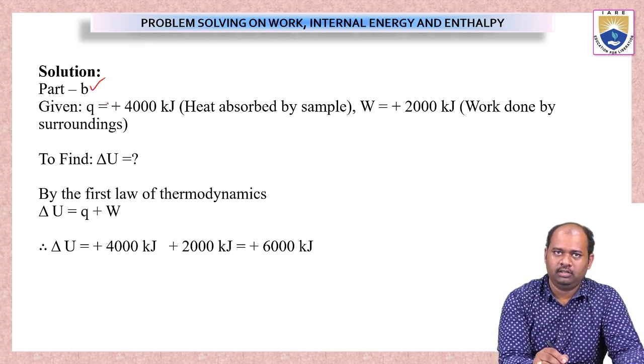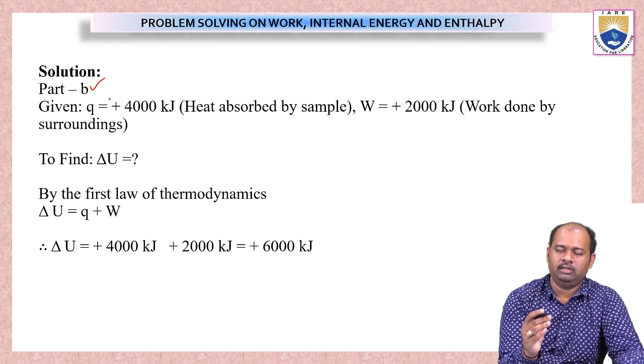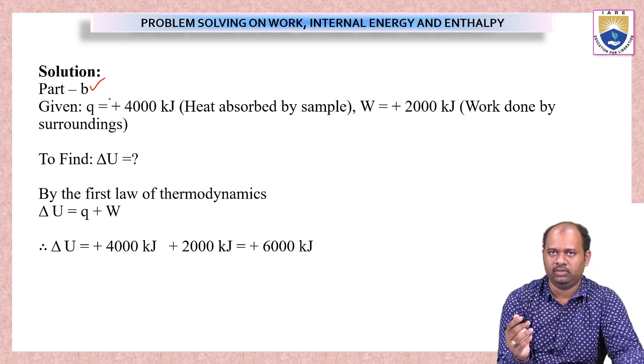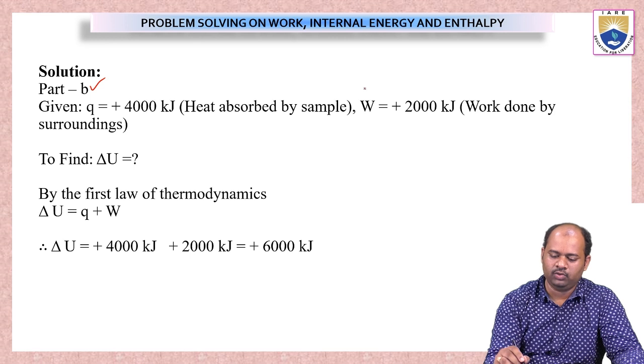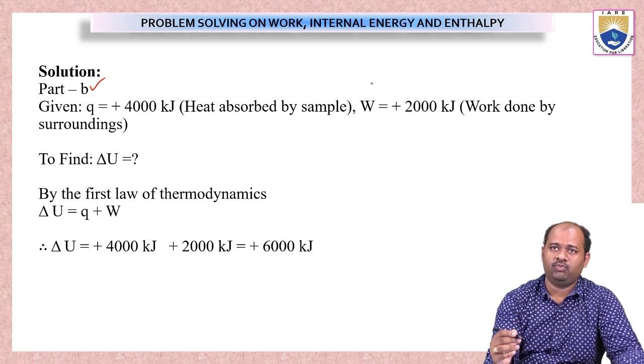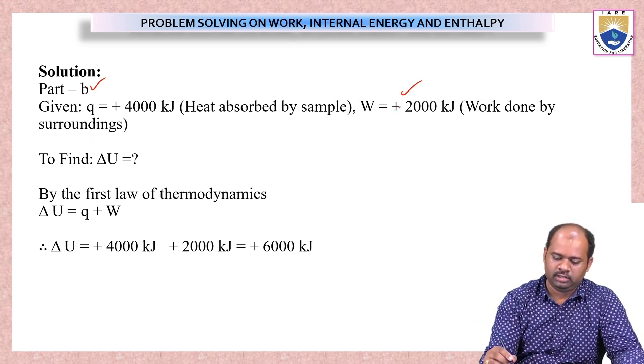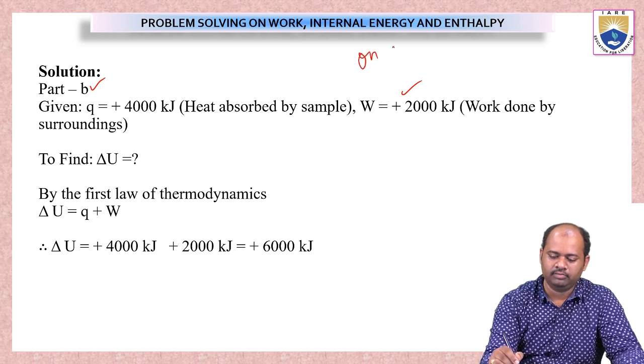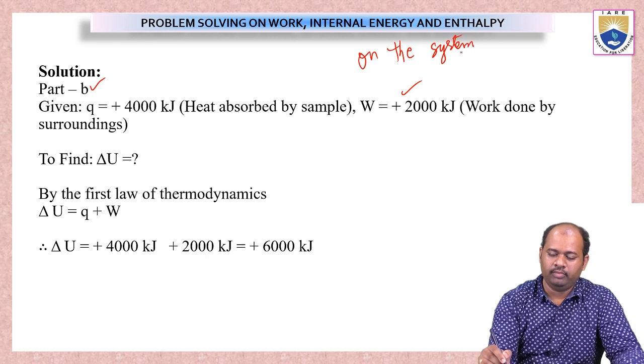Here the same thing, the heat supplied to the body is 4000 kilojoules, and W is equal to work done. Work done is given in the question, that is 2000 kilojoules of work done by the surroundings on the system. See here, the work is done on the system by the surroundings, so it is taken as positive. If the work is done by the system, then it is taken as negative.